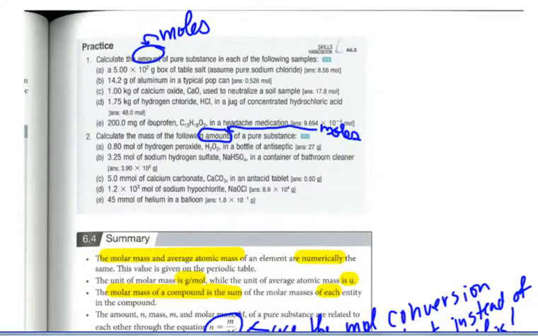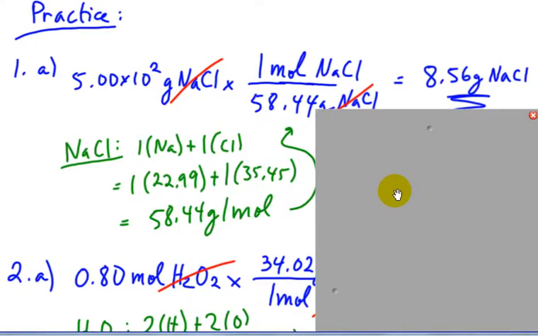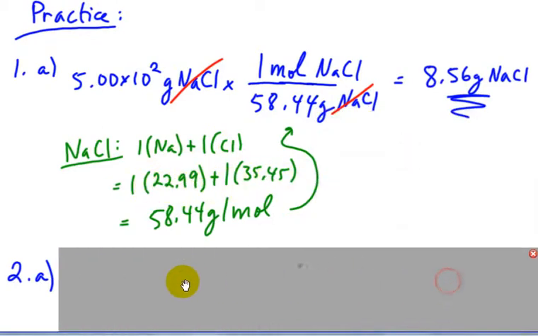Okay, so if I go to the next page there, you have to figure out the molar mass of sodium chloride first. Sodium chloride, of course, is 1 sodium and 1 chloride. So 22.99 plus 35.45, and I get 58.44 grams per mole. We're going from grams to moles, so we want grams on the bottom, moles on top.